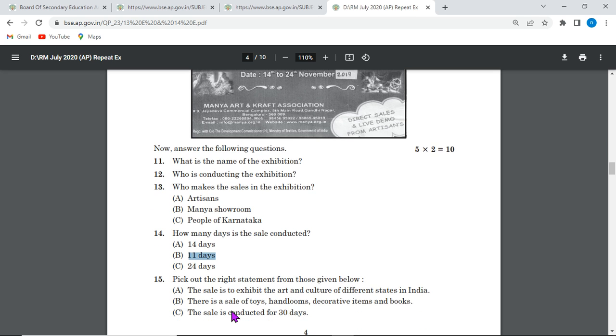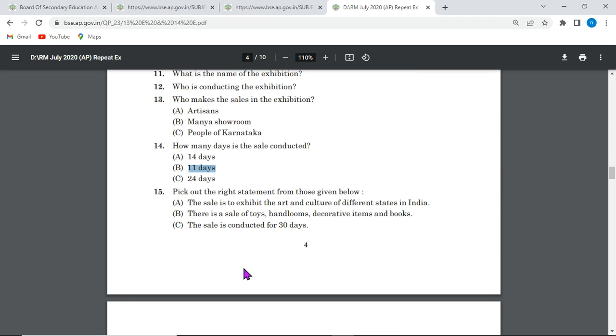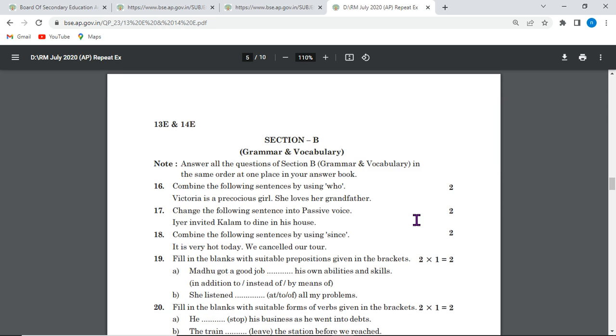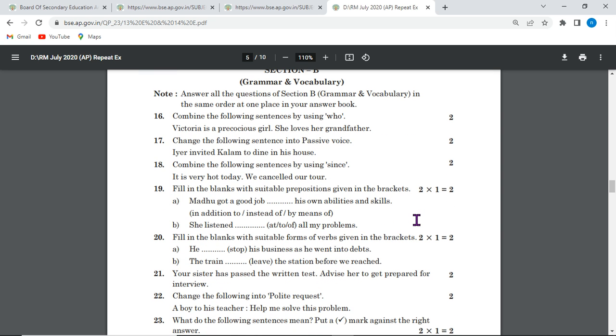Pick out the right statement here. So here toys are not mentioned directly and decorative items are not mentioned directly, and books are not at all mentioned. So handlooms, decorative toys, okay, but books are not mentioned. So right answer is the sale is to exhibit the art and culture of different states in India. With this, we complete the reading comprehension. Now let us go to grammar and vocabulary section B.